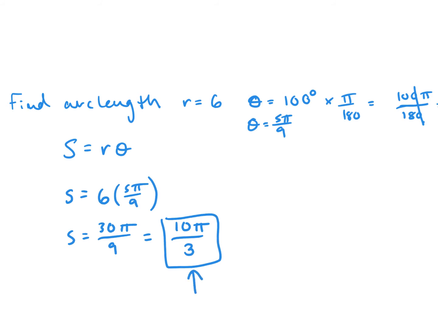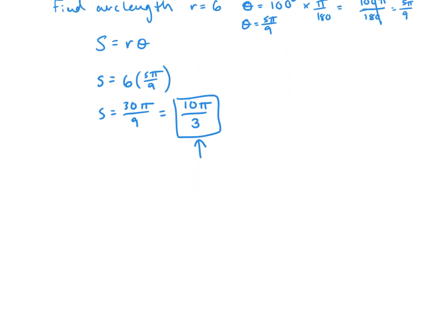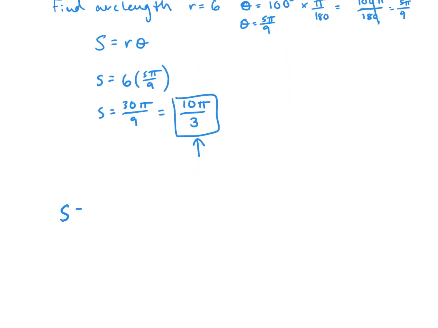If it said to leave your answer as an exact answer, this would be it. If it said round to 2 decimal places, just put it in your calculator. So multiply 10 times pi and then divide by 3. This is like the clock one. So let's say the arc length is 10 and theta is 90 degrees. Find the radius.